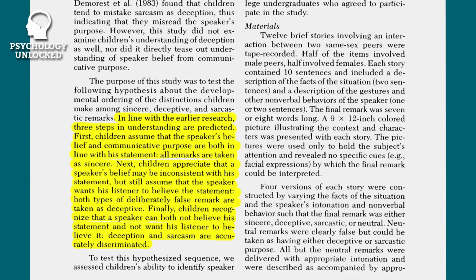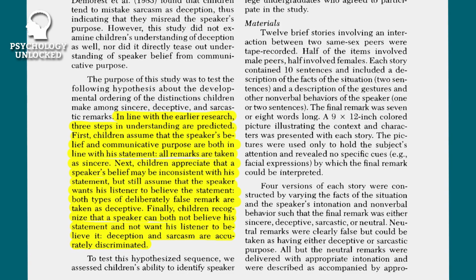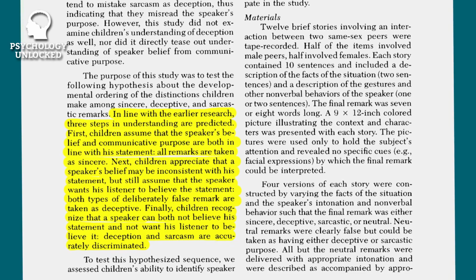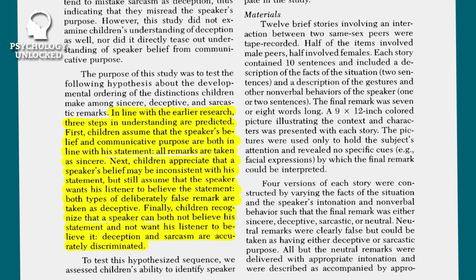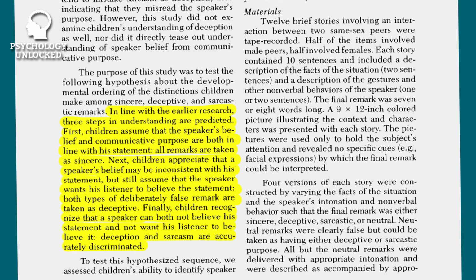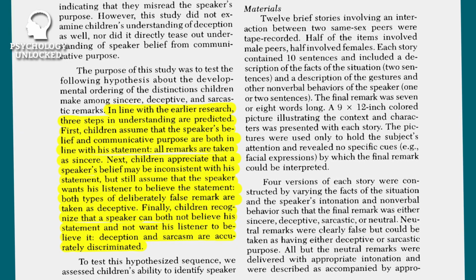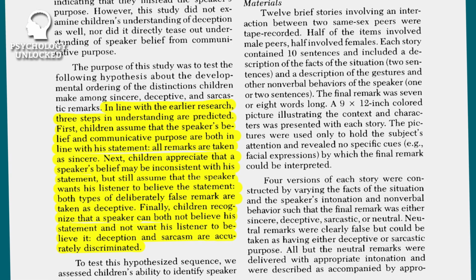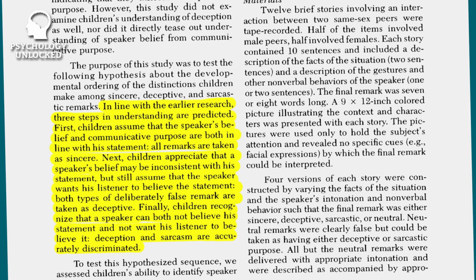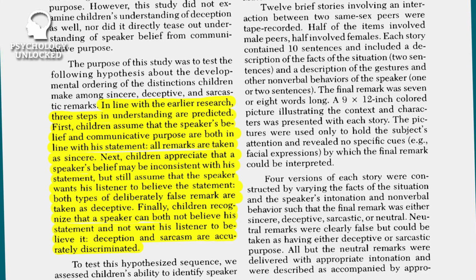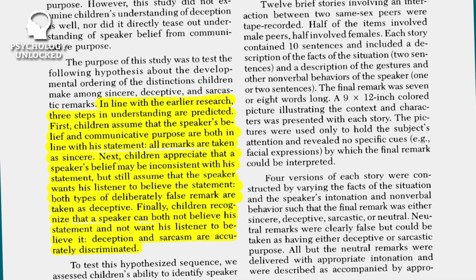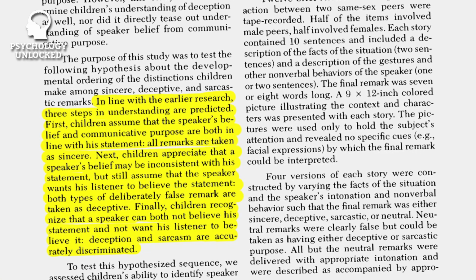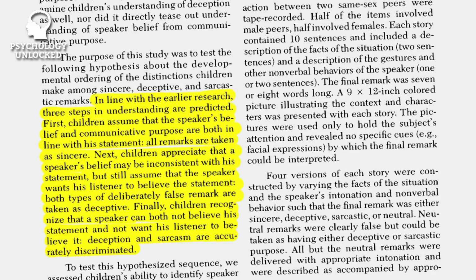In line with the earlier research, 3 steps in understanding are predicted. First, children assume that the speaker's belief and communicative purpose are both in line with his statement. All remarks are taken as sincere. Next, children appreciate that a speaker's belief may be inconsistent with his statement. Both types of deliberately false remark are taken as deceptive. Finally, children recognize that a speaker can both not believe his statement and not want his listener to believe it. Deception and sarcasm are accurately discriminated.